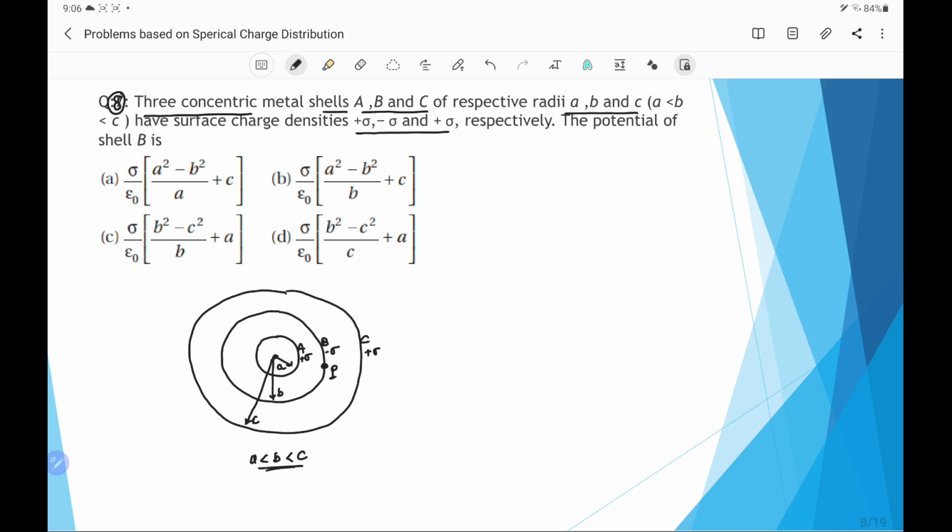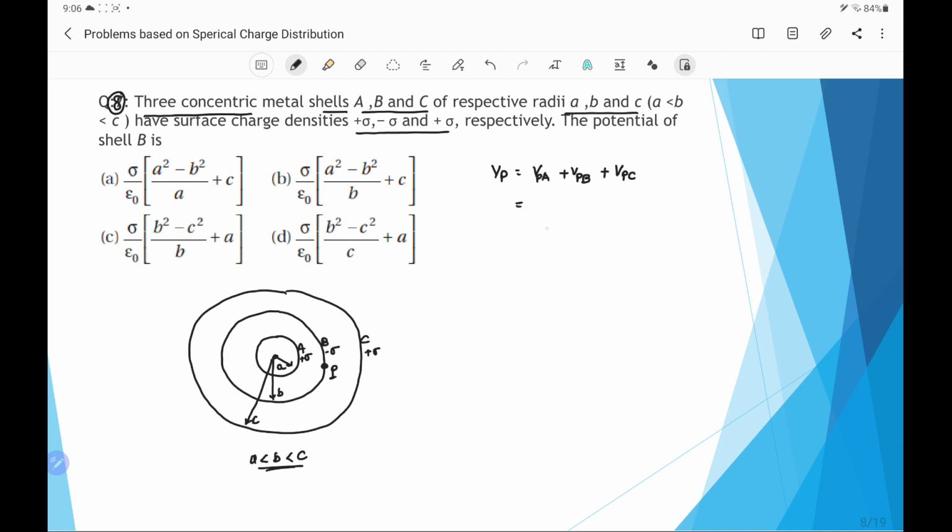Therefore, this potential at point P will have three components. One is due to the charge on A, another due to the charge on B, and the third one is due to the charge on C. So we can write potential at P is the sum of potential due to A, plus potential at P due to B, that is the charge on B, and potential at P due to the shell C. And potential is a scalar quantity, so we have to take the algebraic sum.